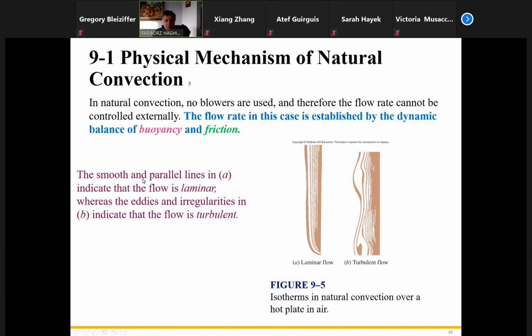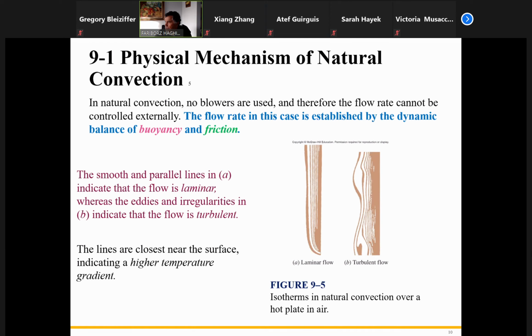The smooth and parallel lines, in this case, indicate the flow is laminar. Look at here, it's not. The irregularity represents turbulence. So again, in natural convection, we have the terminology of laminar flow and turbulent flow. We have to understand these two cases together. As mentioned before, lines that are closest together indicate a higher temperature gradient. Here is the temperature gradient. As you move out, the temperature difference becomes less. Any question, please?